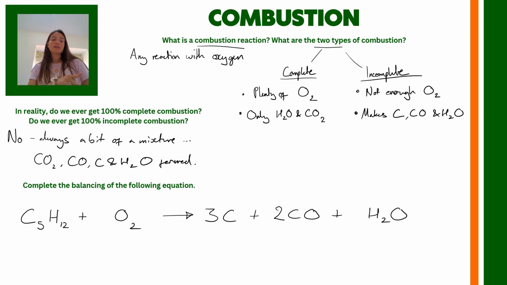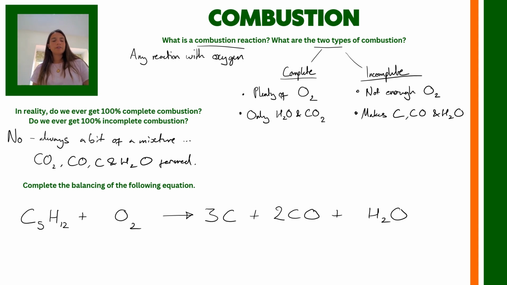And on my left-hand side, I've got 5 carbons. On my right-hand side, I had 3 coming from the soot carbon, and then I had just 1 coming from this carbon monoxide. So if I put a 2 in front of that carbon monoxide, now I have 5 carbons on both sides.